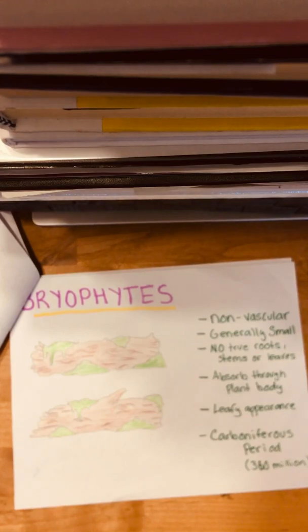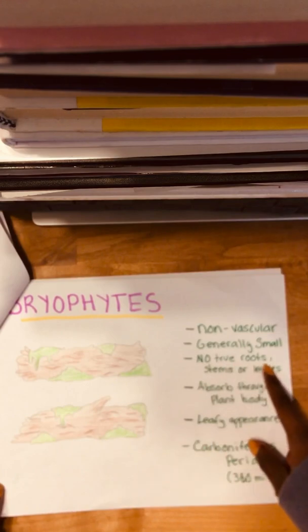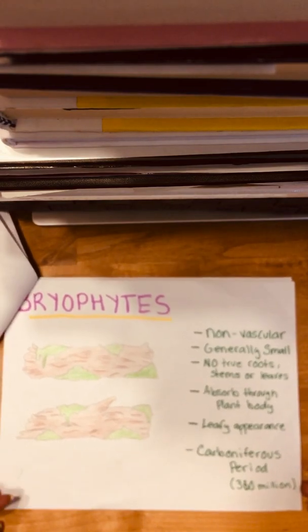And moss also needs to be close to water so that all the cells in its body are receiving water from the environment. Moss also needs to be close to water because the reproductive cells, which are called spores, can only survive and reproduce by swimming in droplets of water. So again, non-vascular plants are generally small. They have no true roots, stems, or leaves. And they absorb everything through their plant body because they don't have that vascular system. They have a leafy appearance, and these are around the Carboniferous period, which is around 360 million years ago.